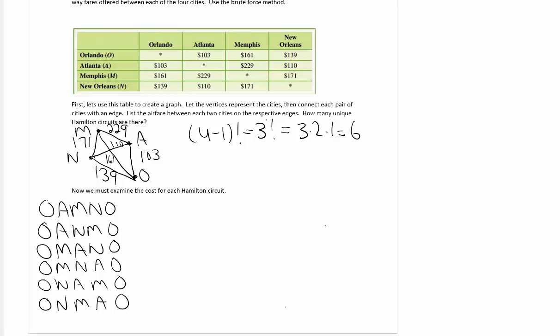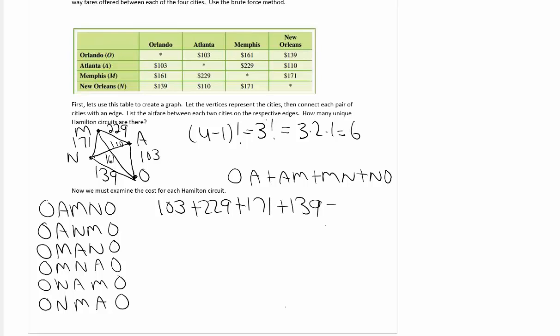So keep in mind, this person wants to start in Orlando and finish off in Orlando. Okay, so now we need to be able to figure out the cost. So for the very first one, I'm going to put up here what we're trying to add. So starting with the first one, Orlando to Atlanta, that's 103. From Atlanta to Memphis, that's 229. From Memphis to New Orleans, that's 171. And New Orleans back to Orlando is 139. Add them up, that's $642.